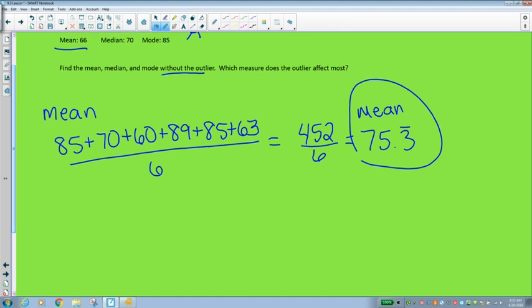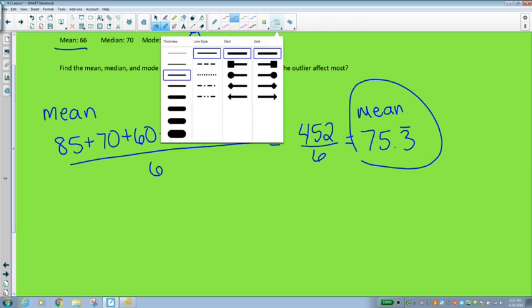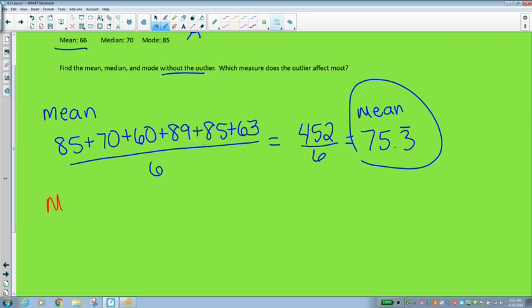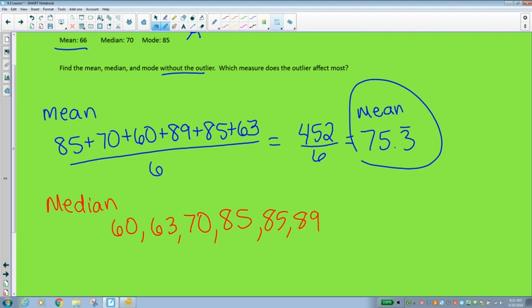So I'm going to take this same data set, and I'm going to go ahead and find the median. Again, I need to organize the data from smallest to largest. So I have 60, 63, 70, 85, 85, and 89. Again, this time I only have 6 values, so I have an even number. So when I block off the highest and the lowest, instead of having only one number in the middle, I'm going to have 2. And then I'll have to average those out.